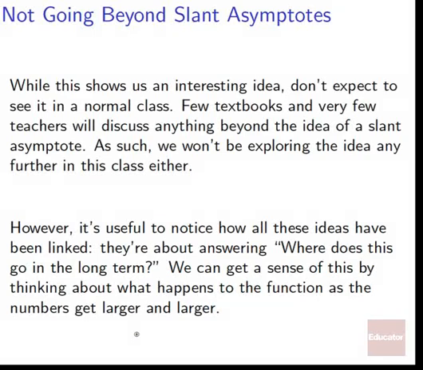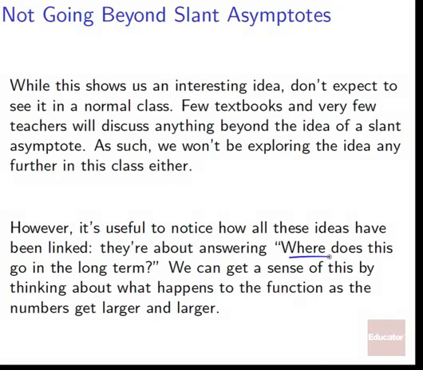That said, we're not going to really see this in this course, or probably in any other course that you're taking right now. While this shows us an interesting idea, don't expect to see this in a normal class. Few textbooks and very few teachers will discuss anything beyond the idea of a slant asymptote. As such, we won't be exploring the idea any further in this class either. However, it's useful to notice how all these ideas have been linked.